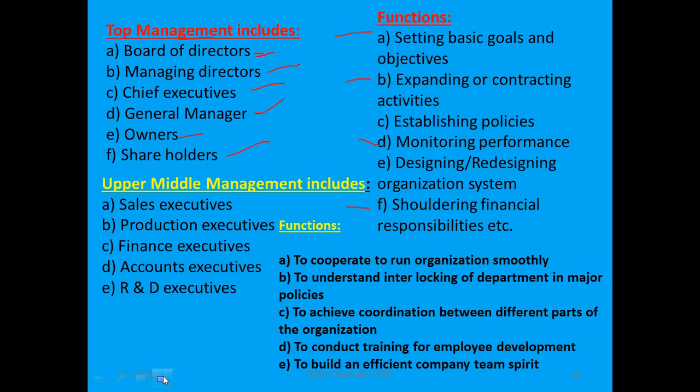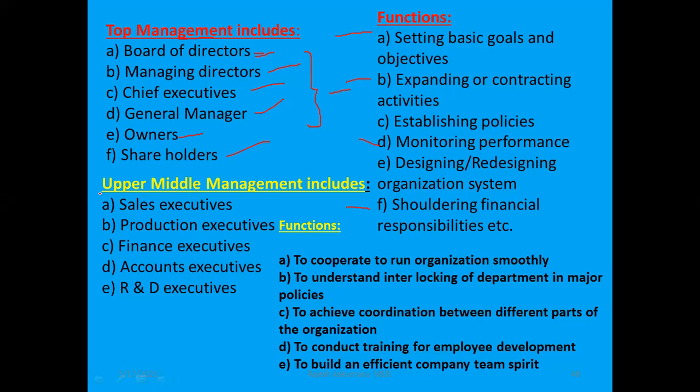So what are their functions at that level? They monitor each and every concept in the factory or firm. They establish policies related to the company. They keep the financial responsibilities on their shoulders. They have the capacity of expanding or contracting the activities. These are some of the functions given by top level management to any organization.